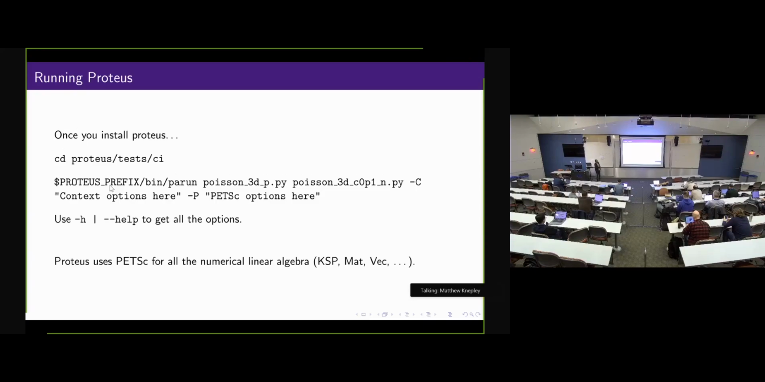Additionally, you can provide command line arguments. You can use help to get all the options, but two particular options I want to mention are -c, which you can use to add context options, and -p, where you can add all the PETSc options. So this is how Proteus interacts with PETSc. Proteus uses PETSc for all the numerical linear algebra, so Vec and Mat objects, KSP, preconditioners, and so on.